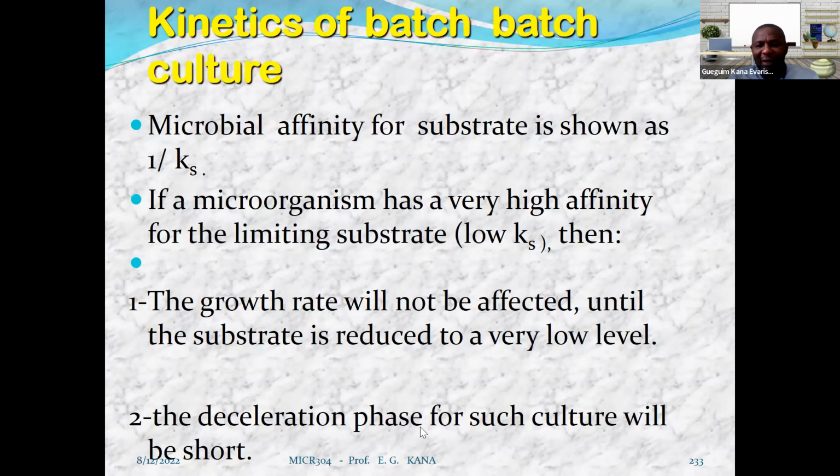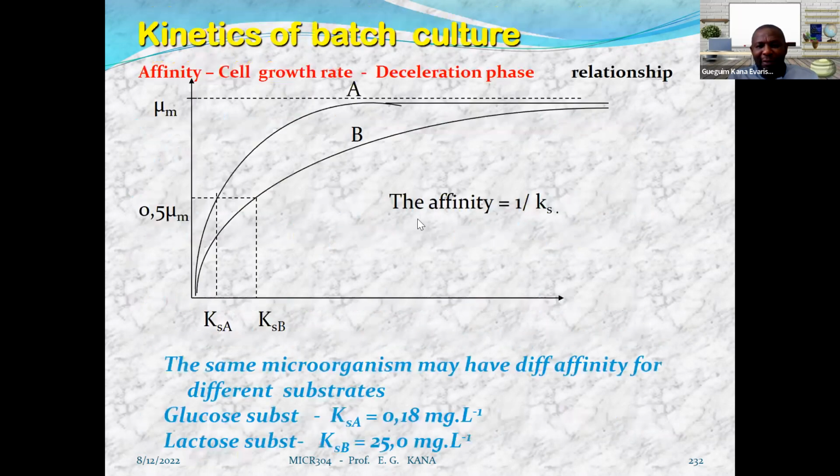Let me go back to the graph to have a clear picture. If you look at the deceleration phase of A, which is here, if you refer to the region mapping with the microbial growth curve, it is shorter compared to the deceleration phase of the B substrate, which starts somewhere here. Does it make sense? The deceleration phase of A, which starts from here, is shorter compared to the deceleration phase of B, which spans along this region.